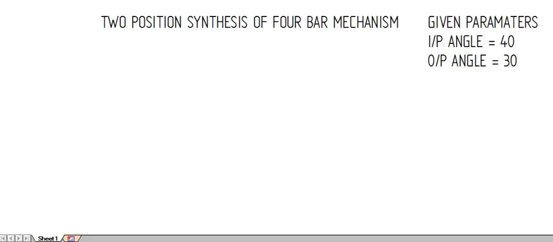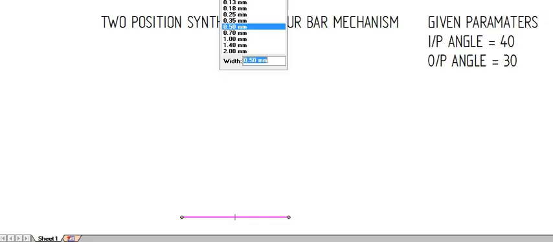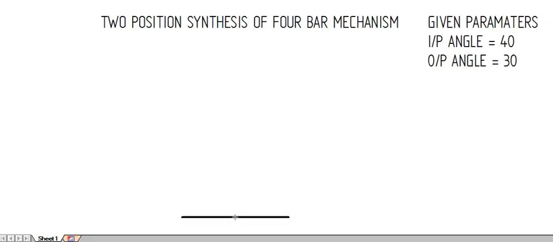Starting with the problem, first we are going to draw a fixed link. It should be horizontal and of any length. So I am taking here as 30, which is an assumed length. Okay, so it is a fixed link. I am marking it as a dark link. Then we are naming it as AD, AD as a fixed link.